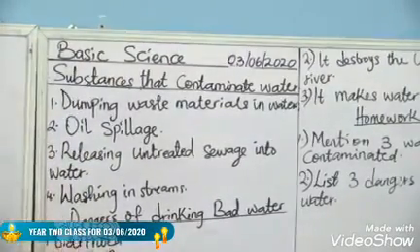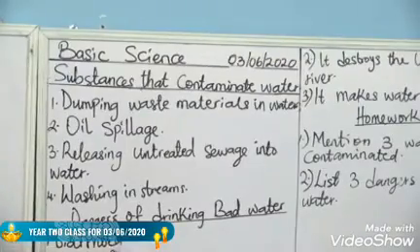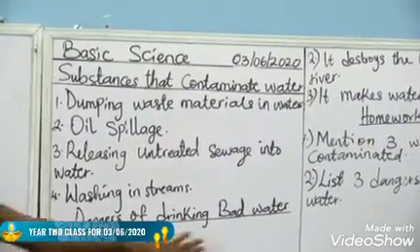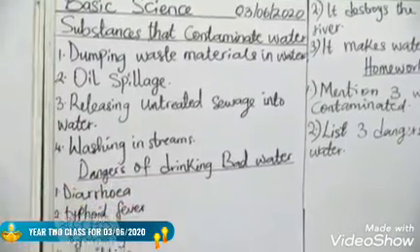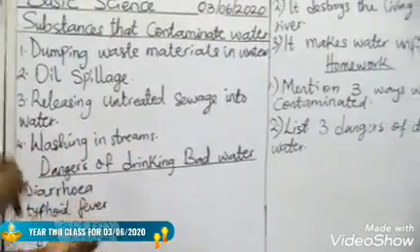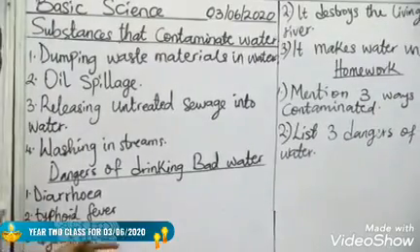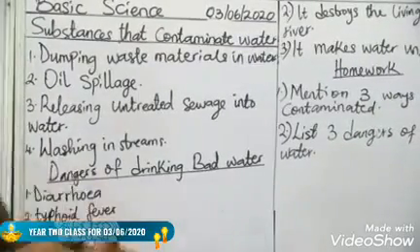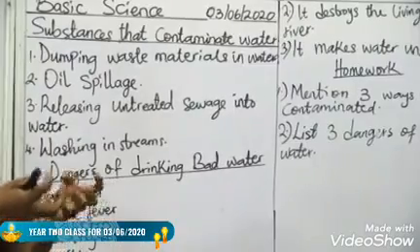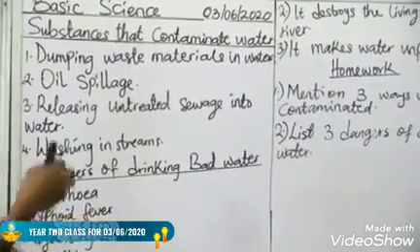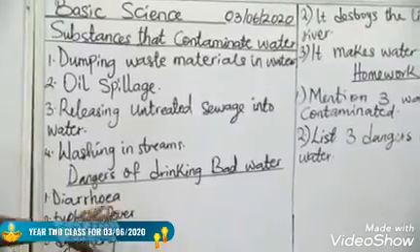There are dangers behind taking contaminated water, which we are going to look at now. Dangers of drinking bad water. You have diarrhea. The person will have diarrhea. When we say someone is having diarrhea, it is when the person is having frequent watery stool. Having watery stool is having diarrhea.